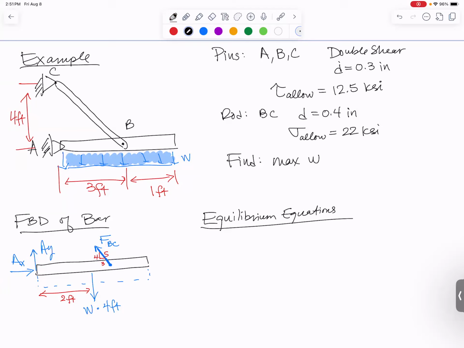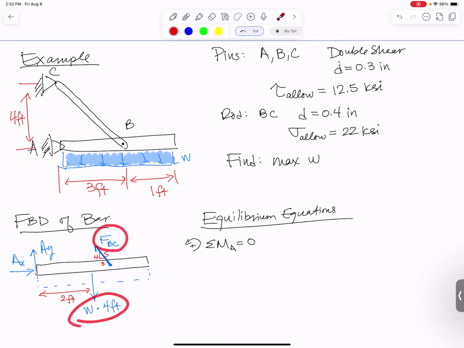Up next, every time I draw a free body diagram, it is followed immediately by an equilibrium equation. I am going to sum moments about point A because that is where two of my unknowns are, and then I will get a nice simple expression that will let me relate the force in BC to the distributed load. For moments relative to point A, if you have to come over to the right and then down, that is going to cause a clockwise moment.